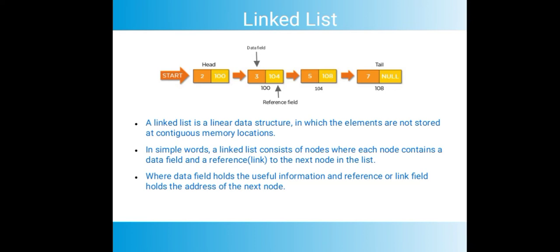Basically, a linked list is a collection of nodes. A node has two subparts: a data field that stores the element, and the next part, that is a reference field, that stores the address of the next node. So let's understand the concept of linked list with the help of an example.